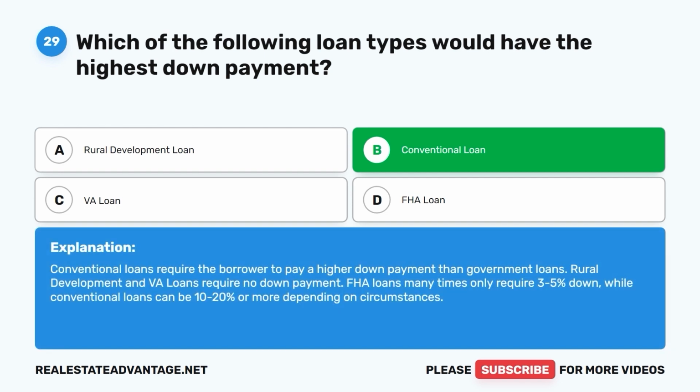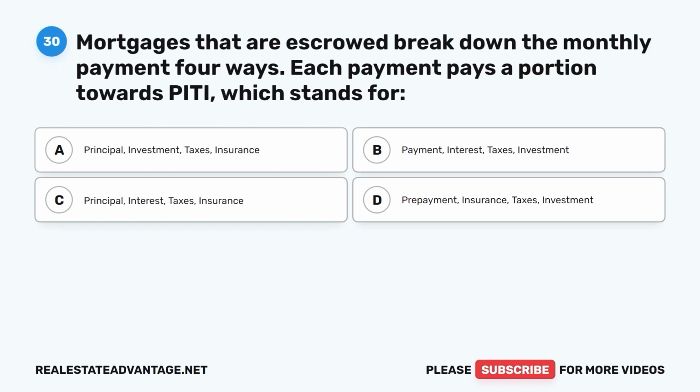Conventional loans require the borrower to pay a higher down payment than government loans. Rural development and VA loans require no down payment. FHA loans many times only require 3 to 5% down, while conventional loans can be 10 to 20% or more depending on circumstances.